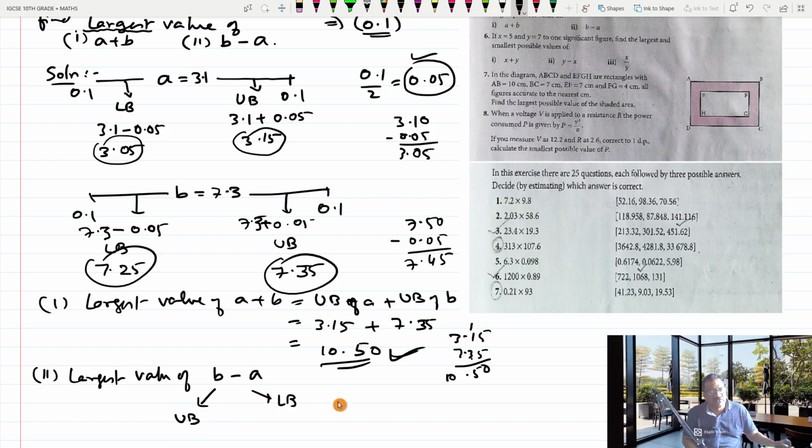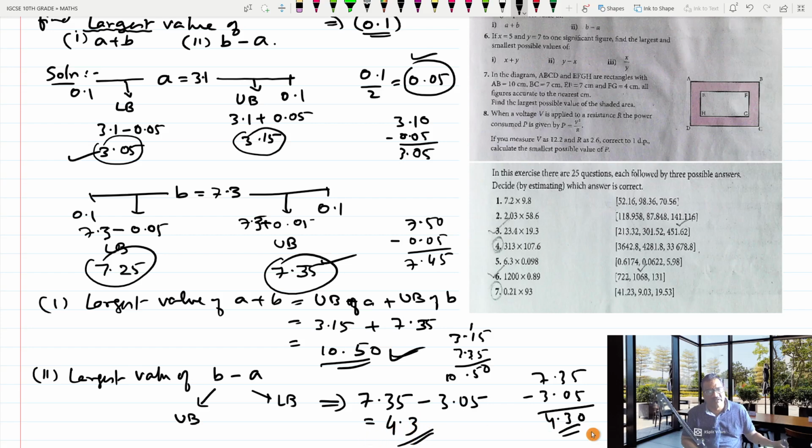So the answer for this will be, for b the upper bound is 7.35. So you'll have to take 7.35 minus, for a you'll have to take the lower bound, so a's lower bound is 3.05. Now this should work out to how much? 7.35 minus 3.05. This will be 0, this will be 3, and this will be 4. So the answer should be 4.3. Got it? So these are the right answers for question number 5.